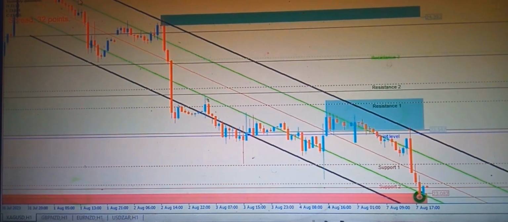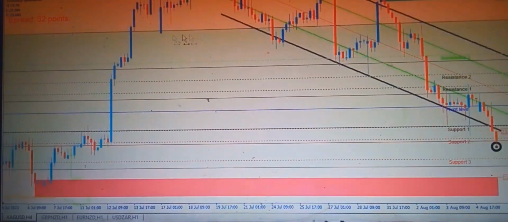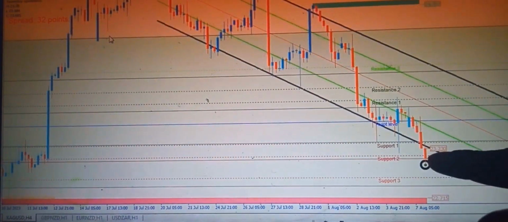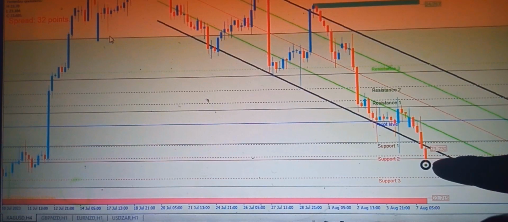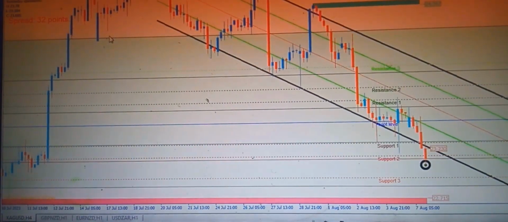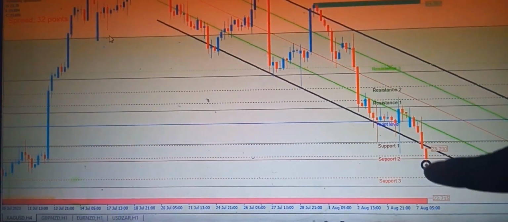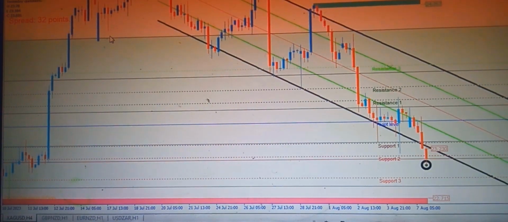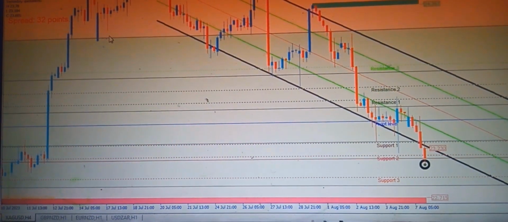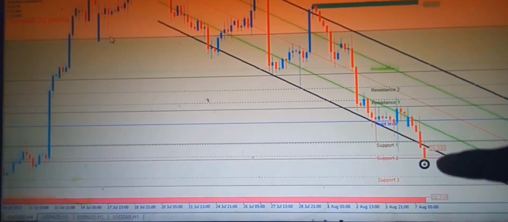But the opposite is this. If there is no signal on 4 hour, and on 1 hour the market is at the support, there is a signal and everything is confirmed, but on 4 hour there is no signal, it simply means you're not going to take that trade, please. We only take the trade if there is a signal on this side.